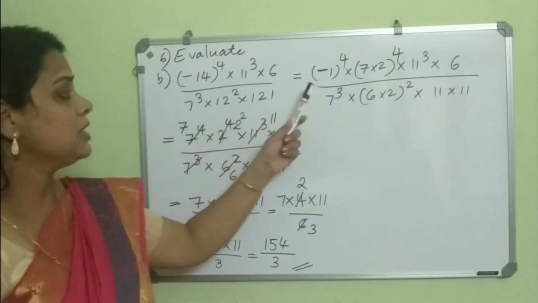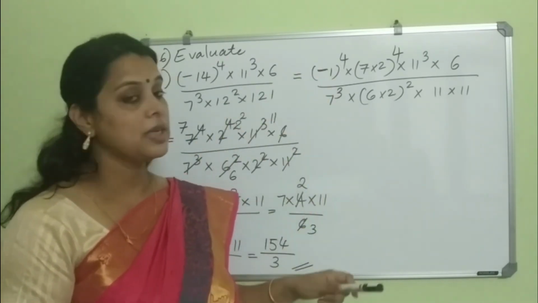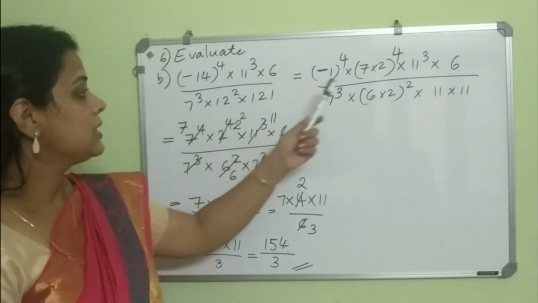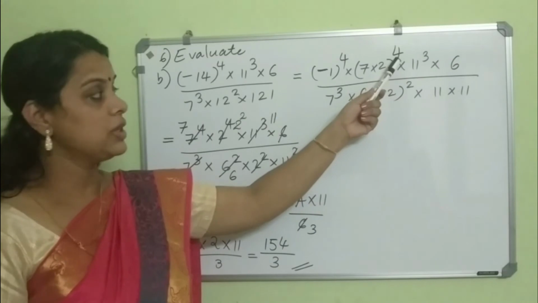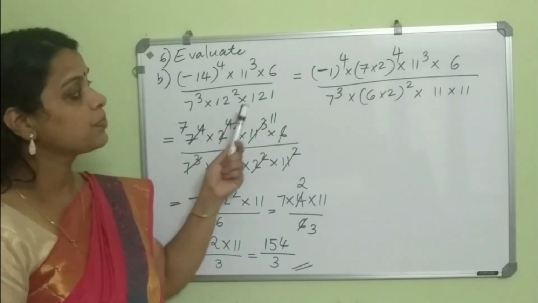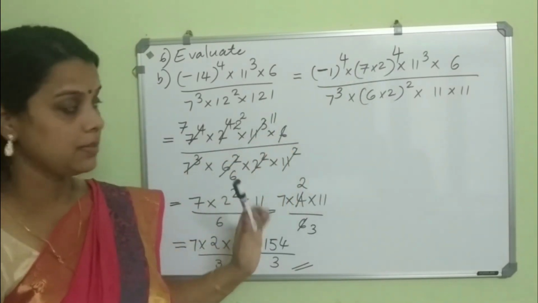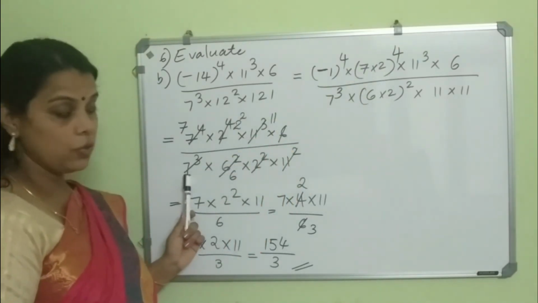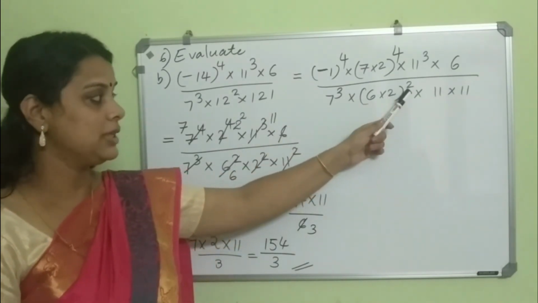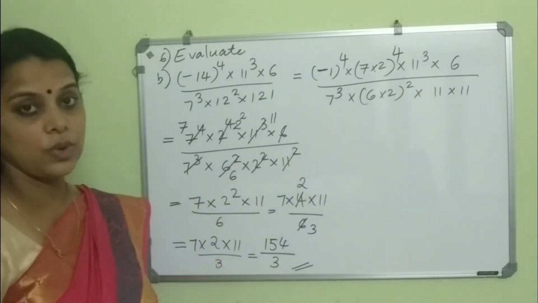Now minus 1 raised to 4 means what? Minus 1 into minus 1 into minus 1 into minus 1. That is 1, so no need to write that 1 here. 7 into 2 raised to 4, using the law we can write 7 raised to 4 and 2 raised to 4. Now into 11 cube into 6. Down 7 cube into 6 into 2 raised to 2. Again we can split it: 6 square and 2 square into 11 square.